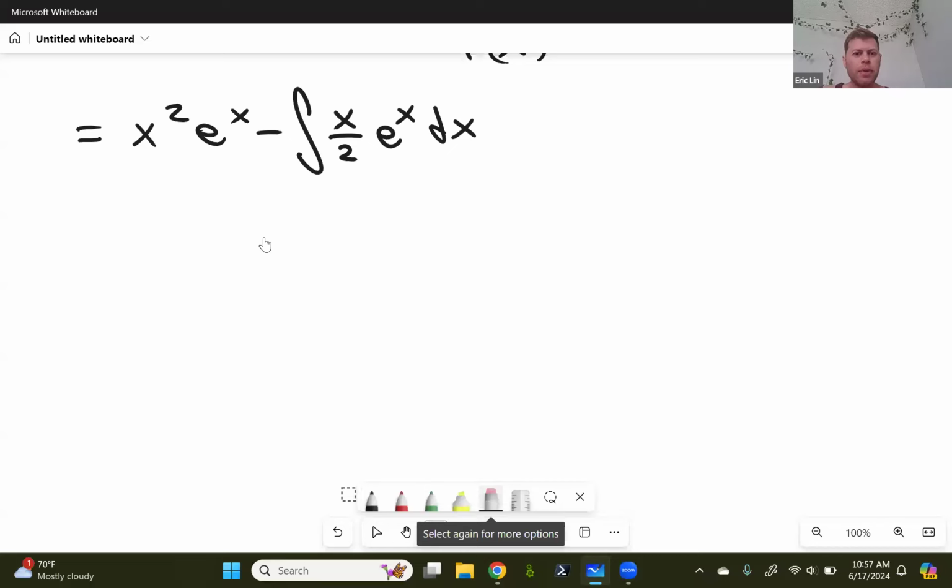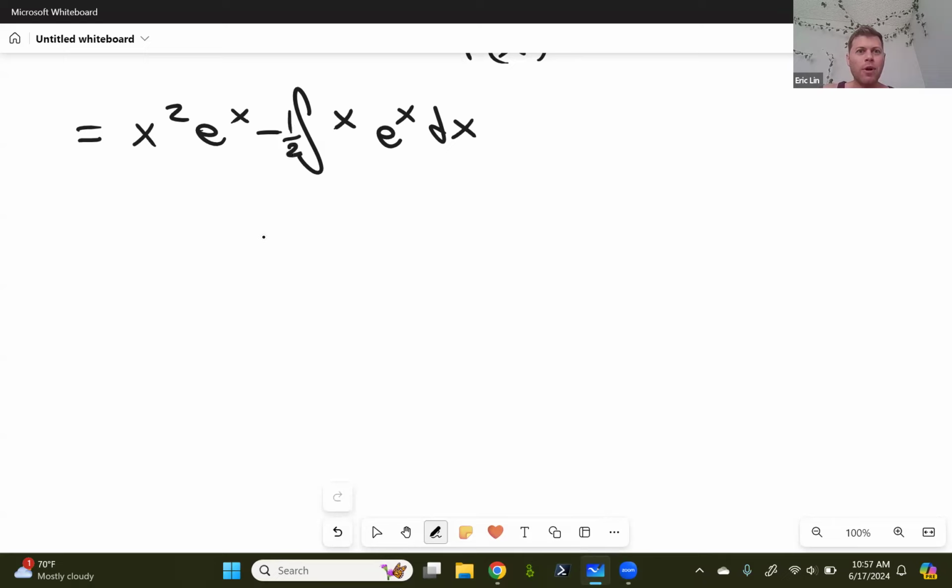We can apply integration by parts again. I'm going to go ahead and rewrite this to look like this, with a 1/2 out front. So luckily, x times e to the x is an integral we already did integration by parts on, so we do know what it's equal to.